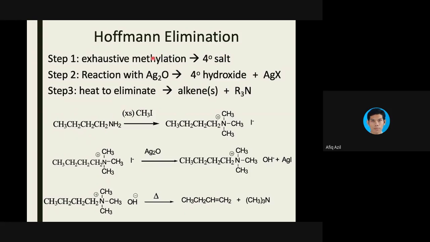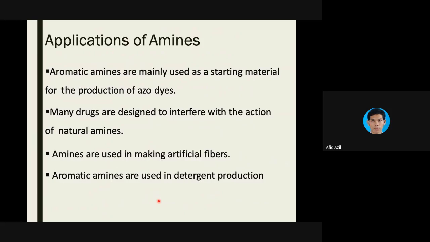It has to undergo these three steps. Okay, the first step involves the use of alkyl halide, and then the use of silver oxide. Last step is just by heating. Okay, just by heating. So that is the reaction. Okay, some of the example reaction of amine.